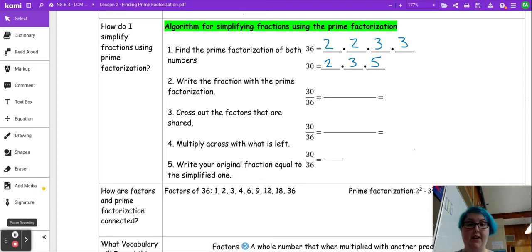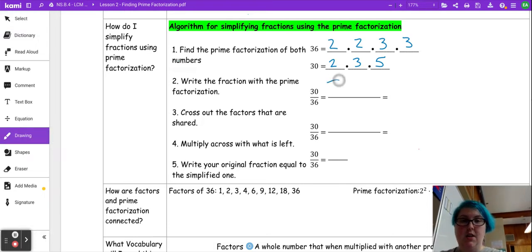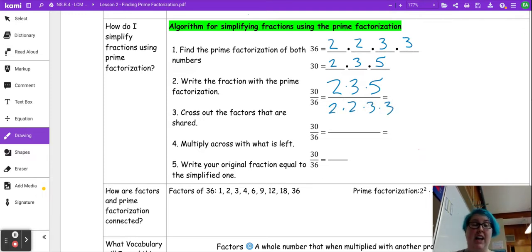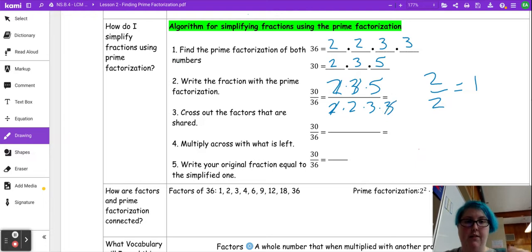So we have our prime factors for each. Now we just fill them in on the line. So 30 is 2 times 3 times 5. And we know 36 is 2 times 2 times 3 times 3. So now the great thing is we can cross out any numbers that are the same on the top and bottom because we know 2 divided by 2 equals 1. So if you see a 2, cross it out, top and bottom, and a 3, cross it out, top and bottom. We're going to rewrite this as 5 over 2 times 3, or to simplify it further, 5 over 6. So the same answer that we got, just an easier way to do it.